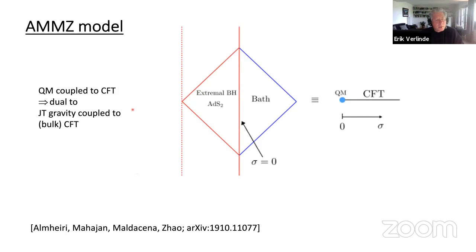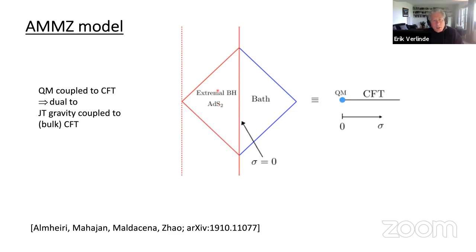In particular, there's this paper by Almheiri, Maldacena, Mahajan, and Zhao that has a very simple model, a two-dimensional model coupled to a bath. And it can be viewed in various ways. One is that you have a CFT with a boundary that's coupled to a quantum mechanical model. But then this quantum mechanical model is dualized in terms of some two-dimensional geometry that describes, in this case, for the extremal black hole, pure AdS. But there are other thermal examples where you also have non-extremal situations.